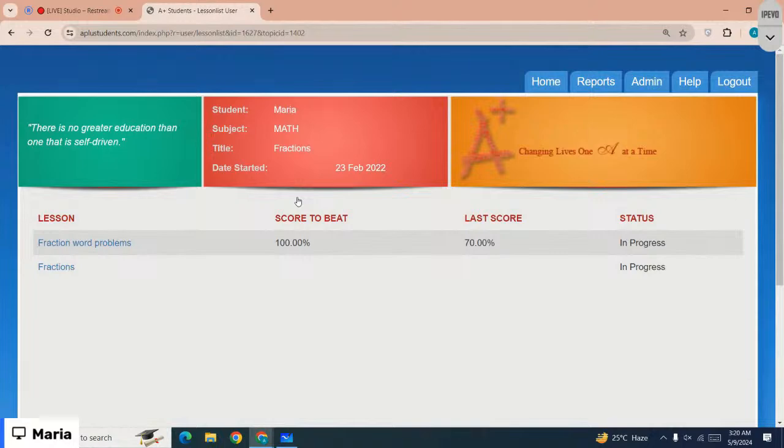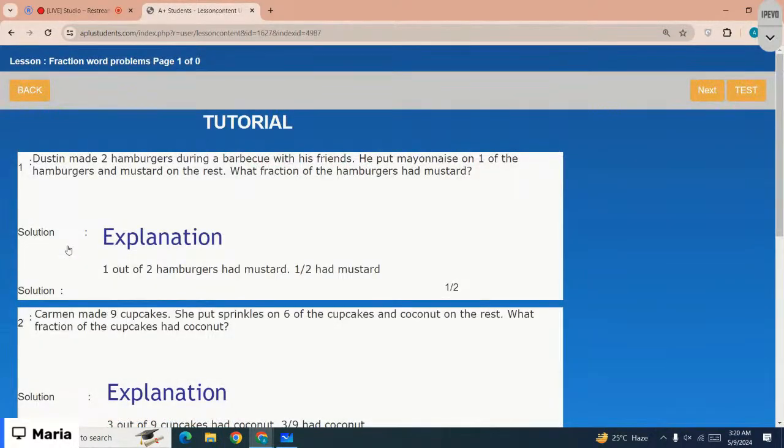Okay, fraction word problems. Dustin made two burgers during a barbecue with his friends. He put mayonnaise on one of the hamburgers, and mustard on the rest. What fraction of the hamburgers had mustard? So you have to find the total burgers first, right?